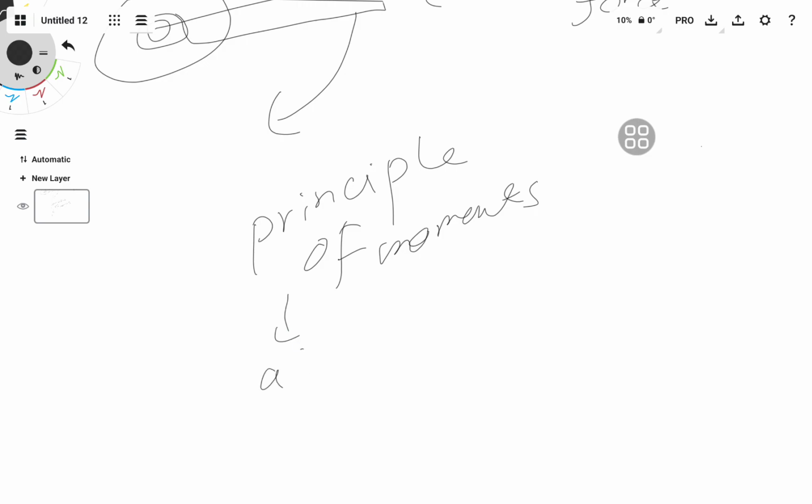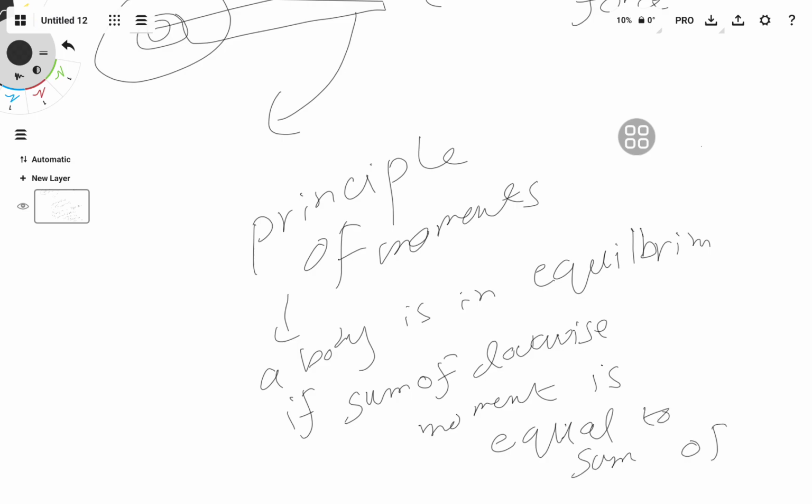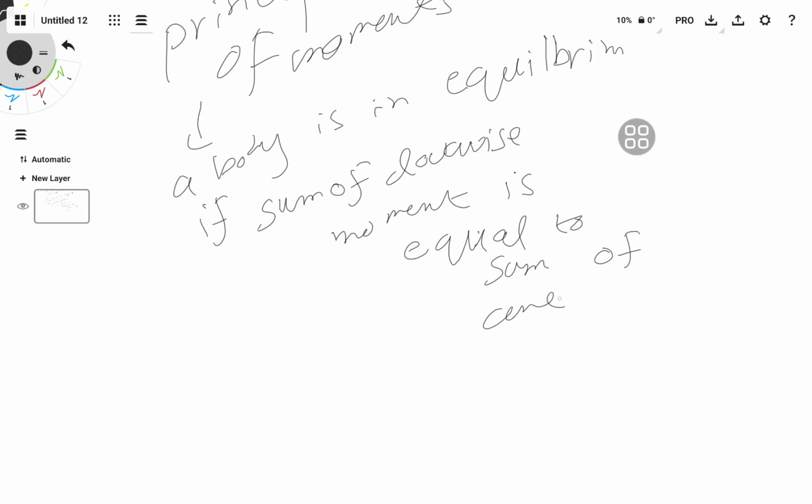Basically, a body is in equilibrium if the sum of clockwise moments is equal to the sum of anti-clockwise moments.